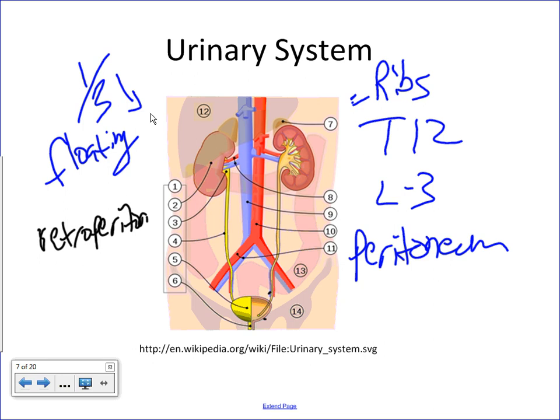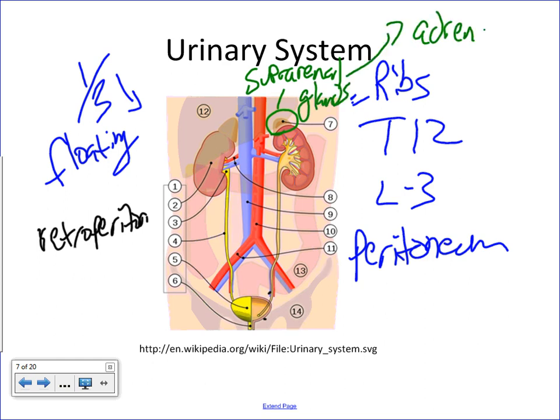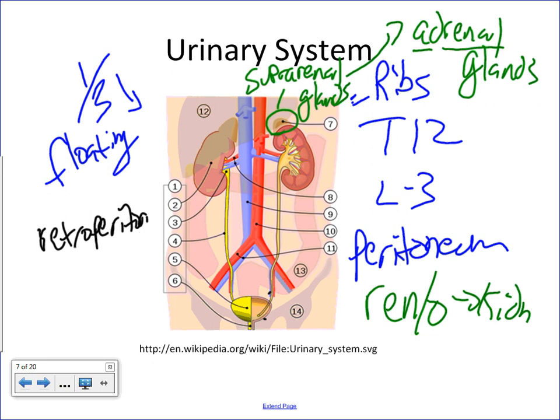Now, we're talking about human anatomy and physiology. You'll notice here that the kidneys are suspended up in the abdominal cavity as well. And suspended just above the kidneys are what are called suprarenal glands, otherwise known as your adrenal glands. Think of adrenaline, renal, adrenal. Well, you guys all know your medical terminology. Remember, reno means kidney.